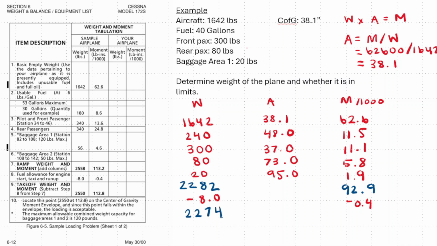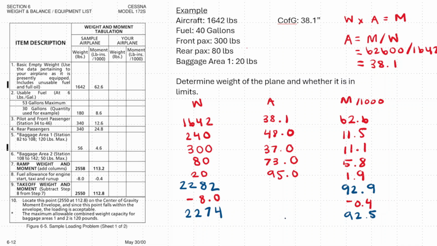So that's going to be 2,274. And then when you subtract 0.4 here, you're going to get 92.5. Okay, perfect. So we have our moment, we have our weight. I'm going to show you 2 graphs to determine whether we're in limits. And in order for you to use both of those graphs, you also need to know the arm here.